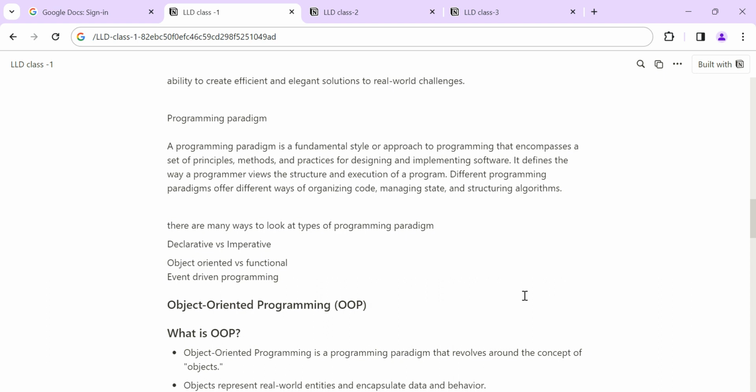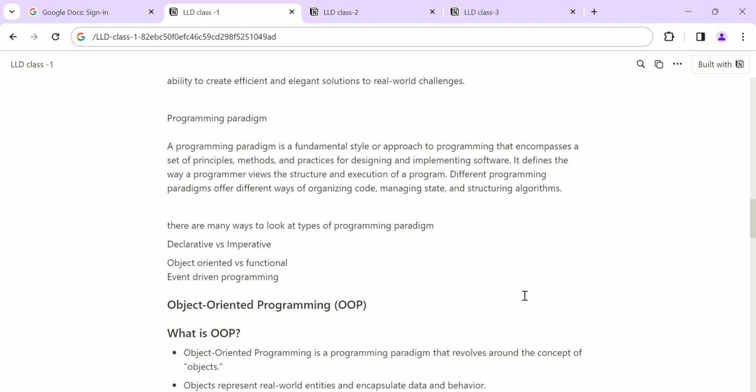A programming paradigm is a fundamental style or approach to programming that encompasses a set of principles, methods and practices for designing and implementing software. It defines the way a programmer views the structure and execution of a program. So, it is a way of organizing the code, maintaining state and structuring algorithms. There are many ways to look at types of programming paradigm: object oriented versus functional, event driven, declarative or imperative.